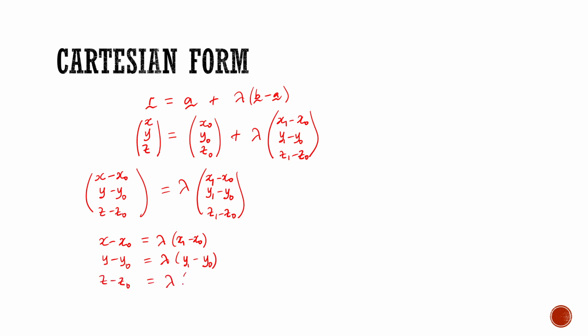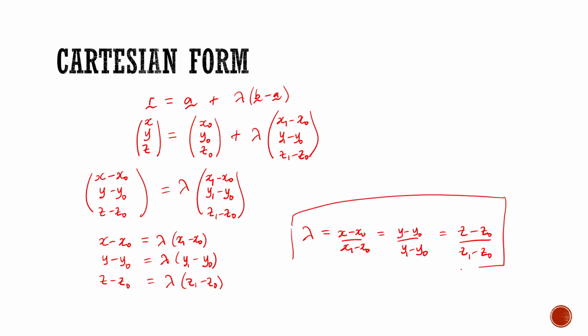Now from these three equations we can get three different expressions for lambda. We'll start with (x minus x naught) out of (x1 minus x naught). This is equal to (y minus y naught) out of (y1 minus y naught), and this is equal to (z minus z naught) out of (z1 minus z naught). And this is the Cartesian equation of a line.